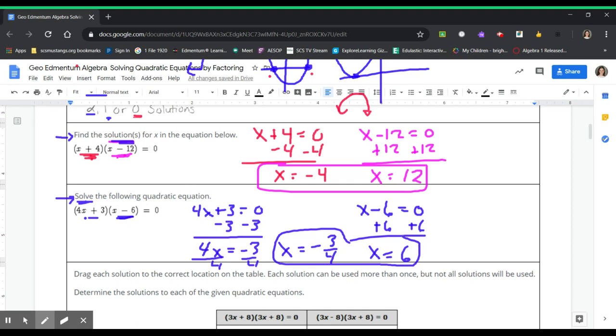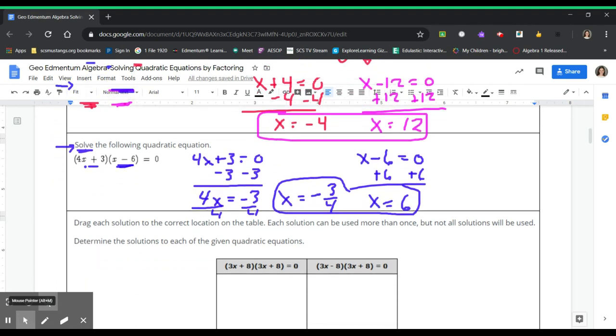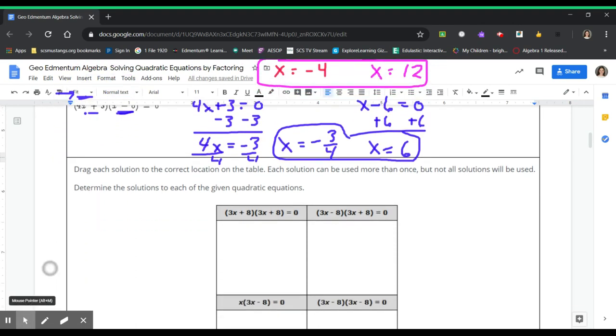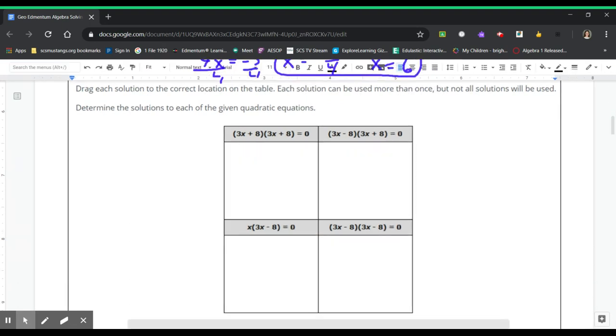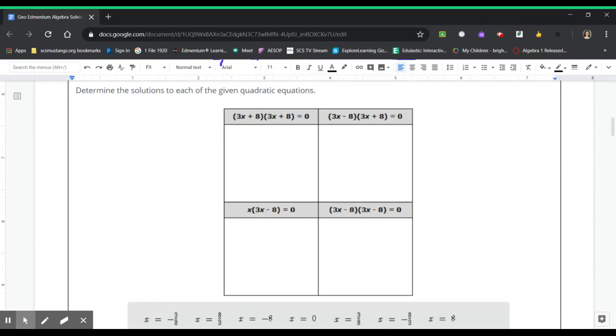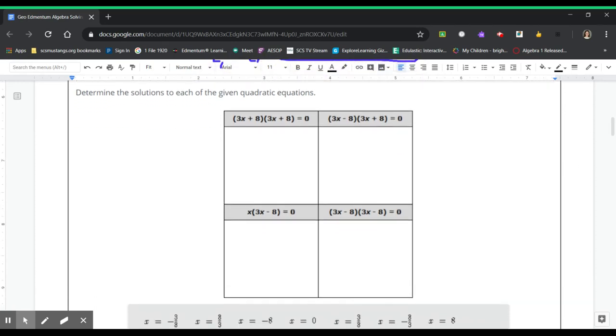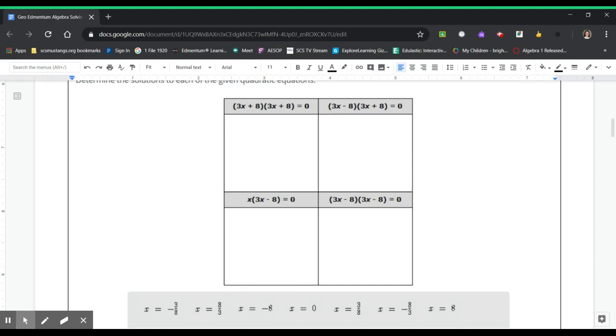They could also give these types of problems to you in a slightly different way. They've got one, at least in the practice, where they ask you to drag each solution to the correct location in the table. Each solution can be used more than once, but not all solutions will necessarily be used. And so what I do with these is I don't spend a lot of time worrying about what they have written down here in the bottom. I just focus on what they give me to solve. So these are going to solve the same exact way that I was talking to you above.